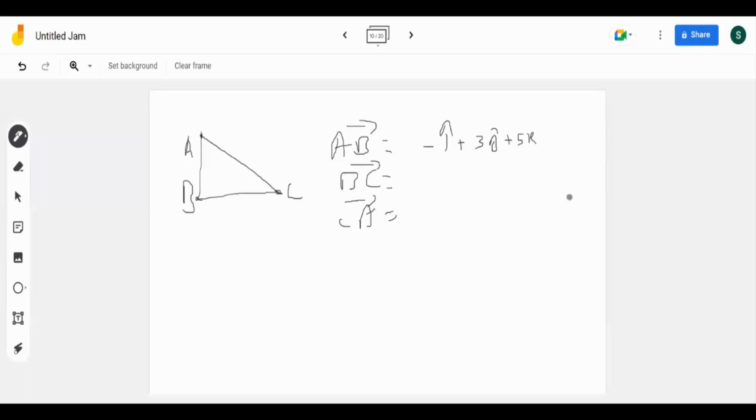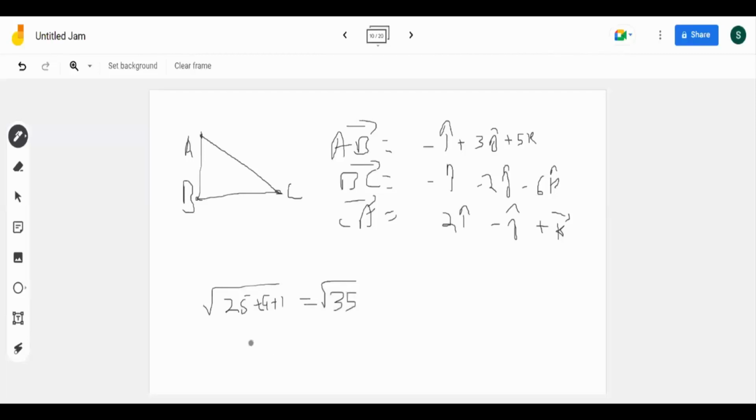The second vector is the BC vector. BC vector will be minus i minus 2j minus 6k. And the CA vector will be 2i minus j plus k. These are the side vectors, and now let's find the magnitudes. Our first magnitude, the AB vector magnitude, will be under root 25 plus 9 plus 1. It is root 35.